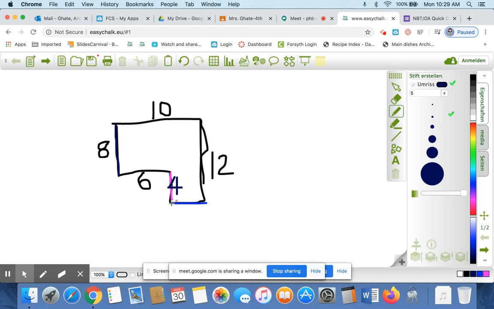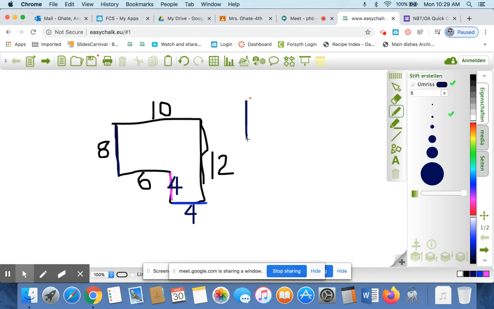Go ahead and write in the chat box, what's the measurement of the blue side? Good. It's also 4. And that's because we know that this top side is 10, and this much of it is 6, so whatever's missing here should equal 10.